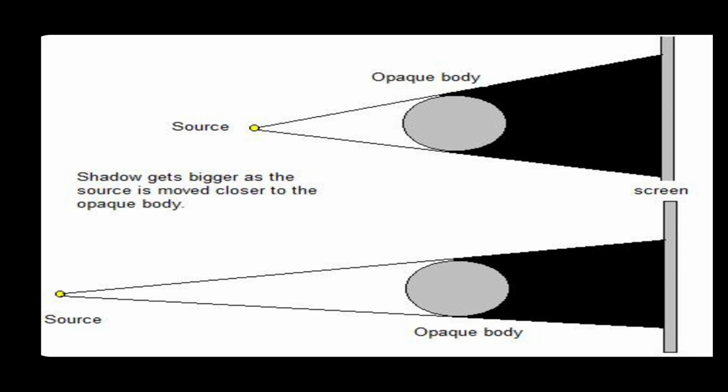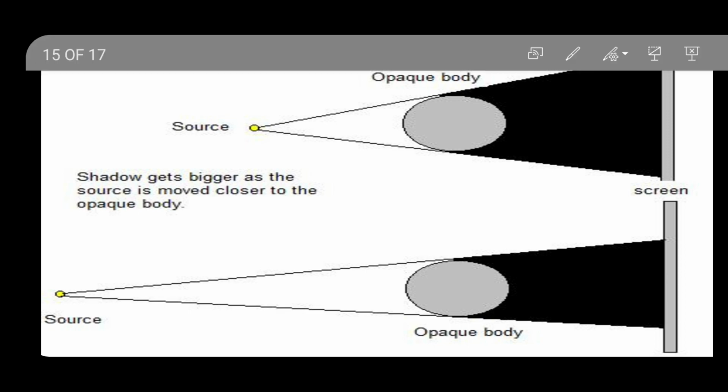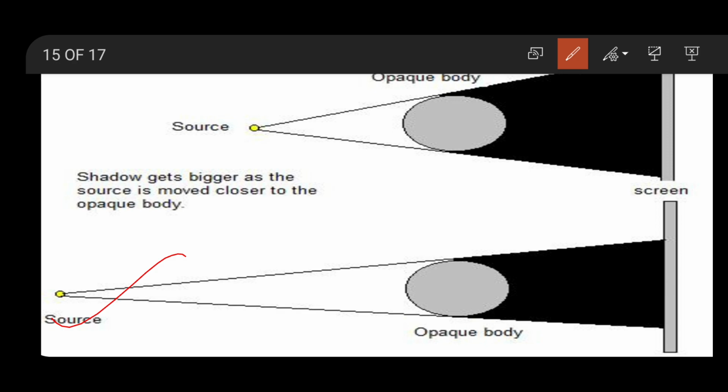Here in this picture also, the source of light is nearer to the opaque body, so the shadow formed is also larger in size, whereas the source of light in the second picture is away from the opaque body, so the shadow formed is smaller in size. So these two are the important characteristics of shadow, that the size of the shadow of a given opaque body depends upon the relative position of the source of light, and the shadow of an opaque object is always black irrespective of the color.